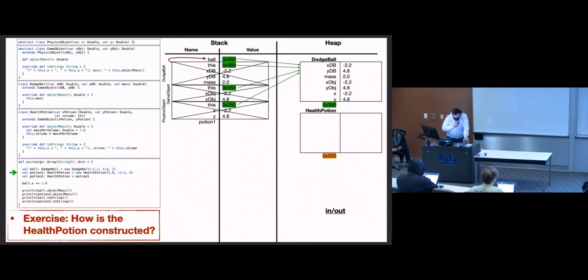The child would be dodgeball and the parent would be game object, yes. I'll add to the yeses.